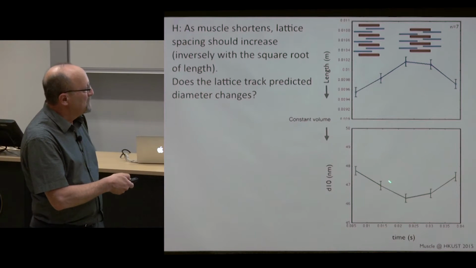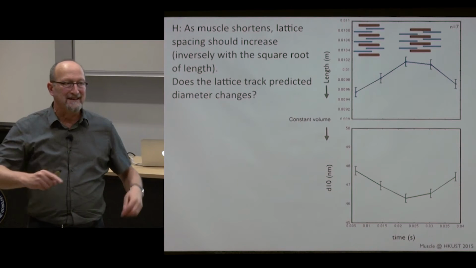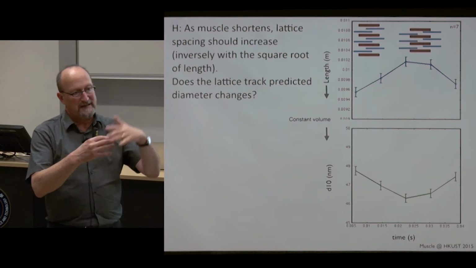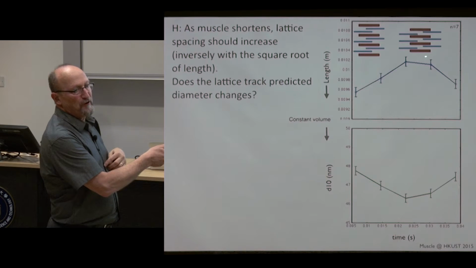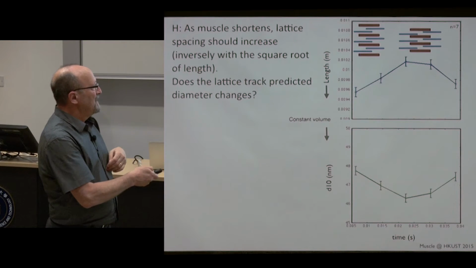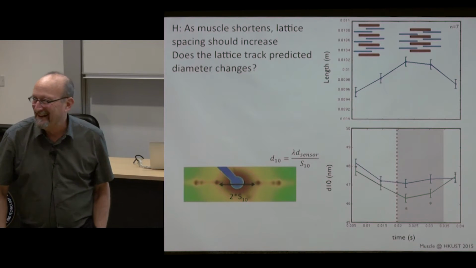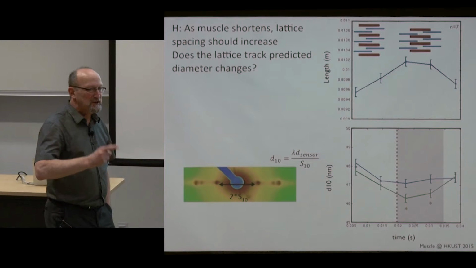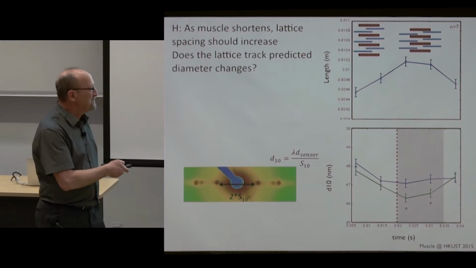Here is what we would predict the spacing is if it's constant volume. That is, as the muscle is very long, we expect the spacing to be short. As the muscle is short, we expect the spacing to be out. These numbers are not measured. These are just resolved from these measured numbers. And here's what actually happened. Neither. It was neither constant lattice spacing, nor was it purely tracking constant volume.